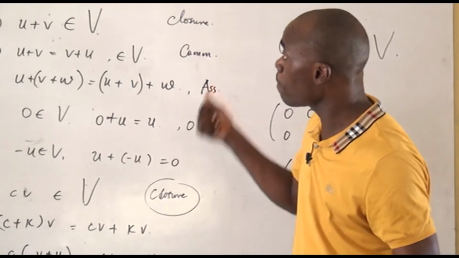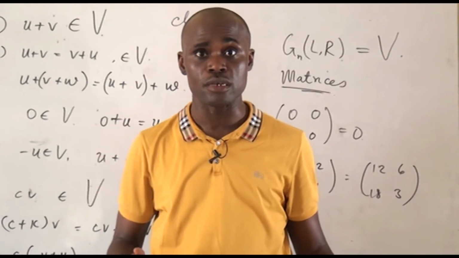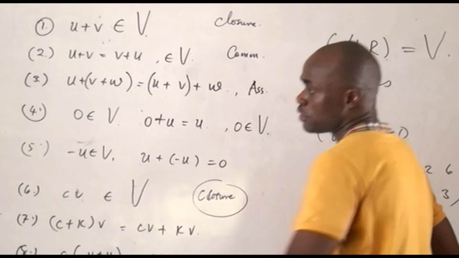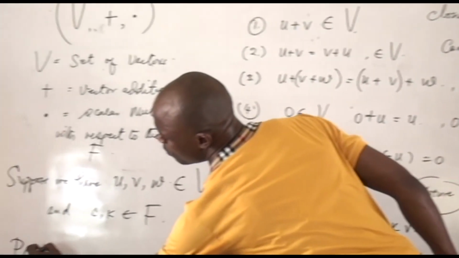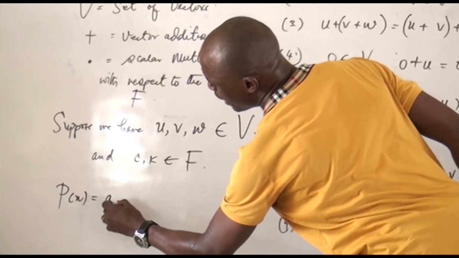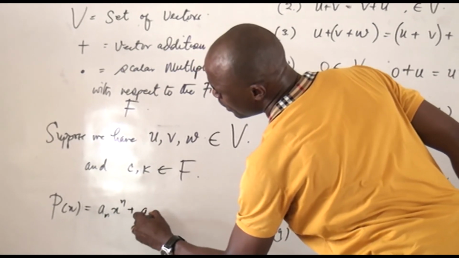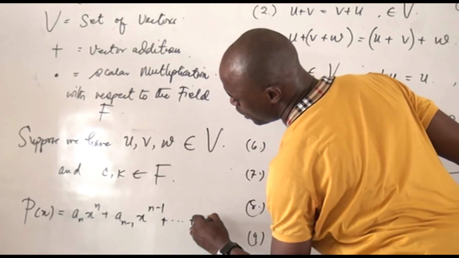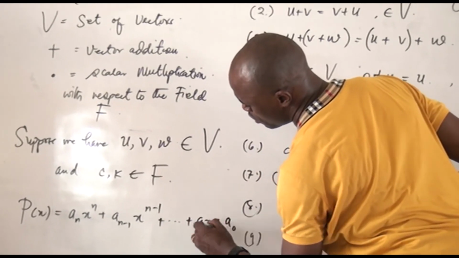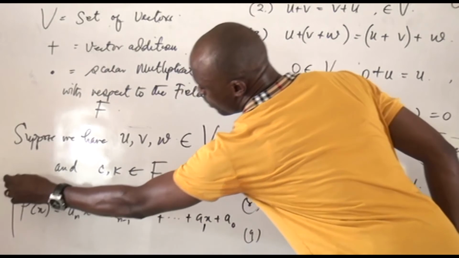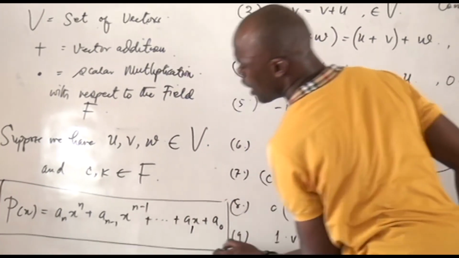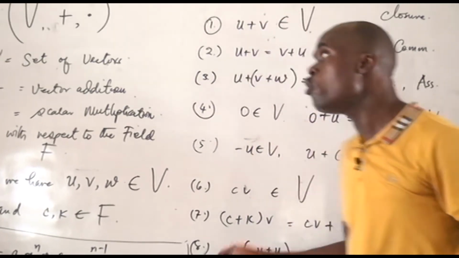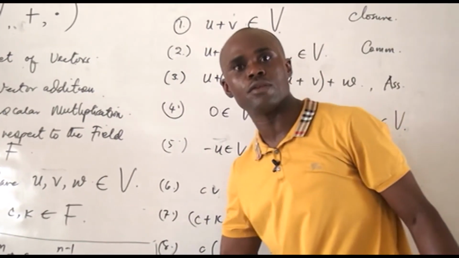Another type of vector space is the set of polynomials. Yes, the set of polynomials is referred to as a vector space. The polynomials, for instance, p of x equals a_n x^n plus a_(n-1) x^(n-1), up to a_1 x plus a_0. So this is the set of polynomials. Isn't it shocking that a polynomial is actually a vector? Very, very interesting. All these properties will be satisfied with polynomials.